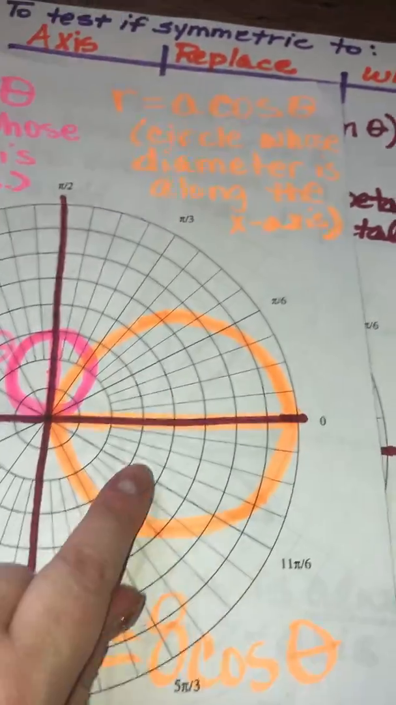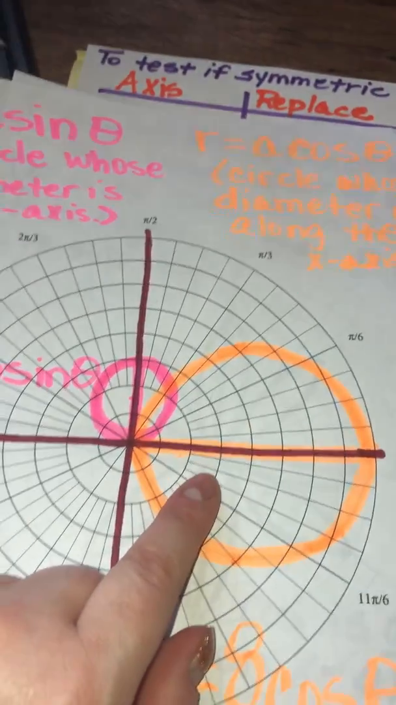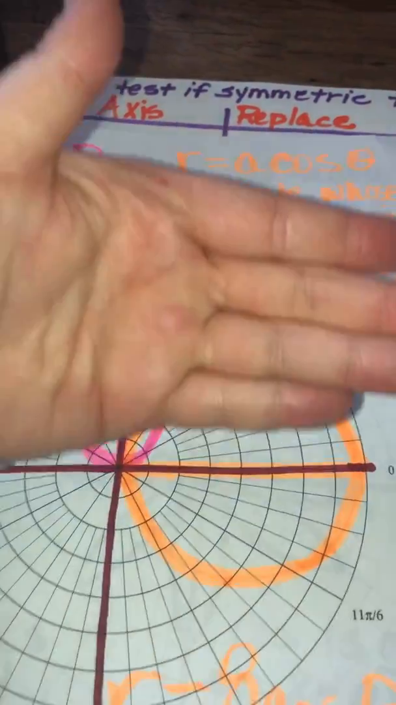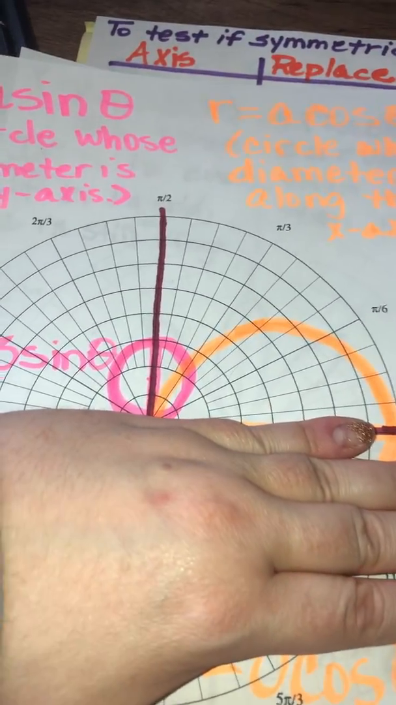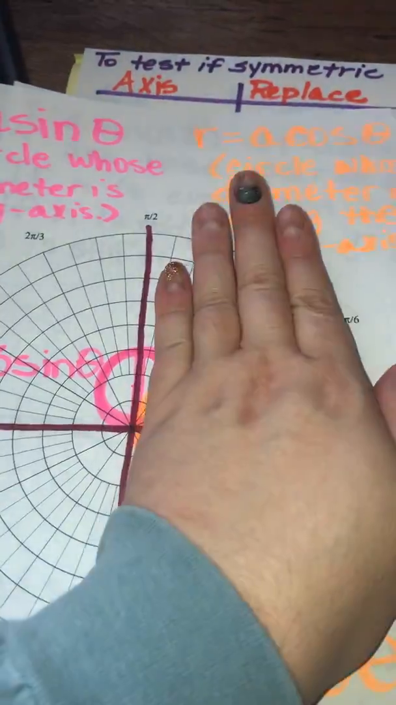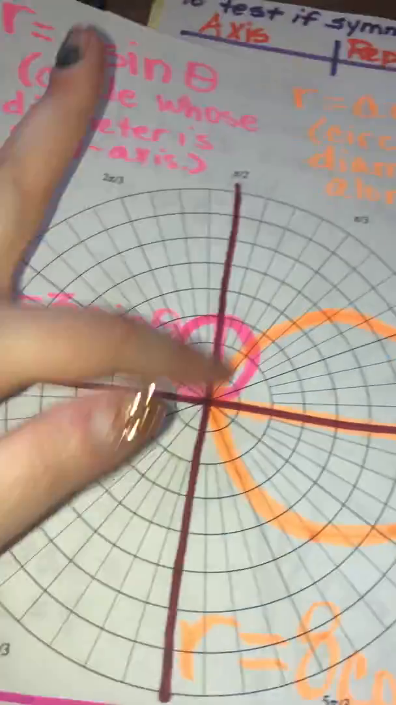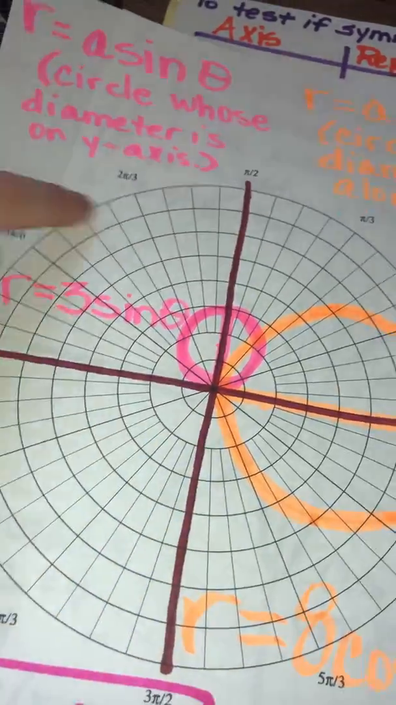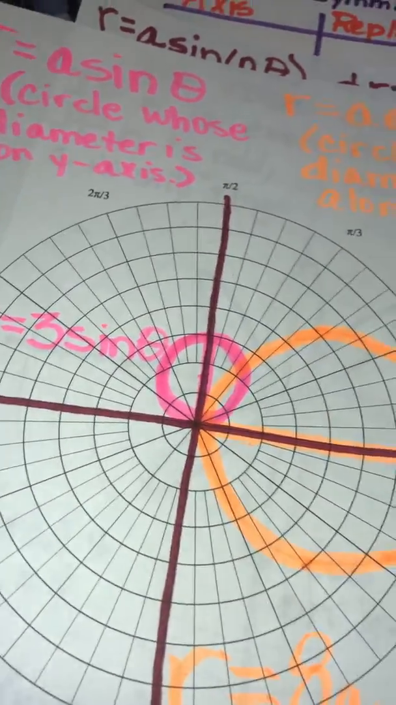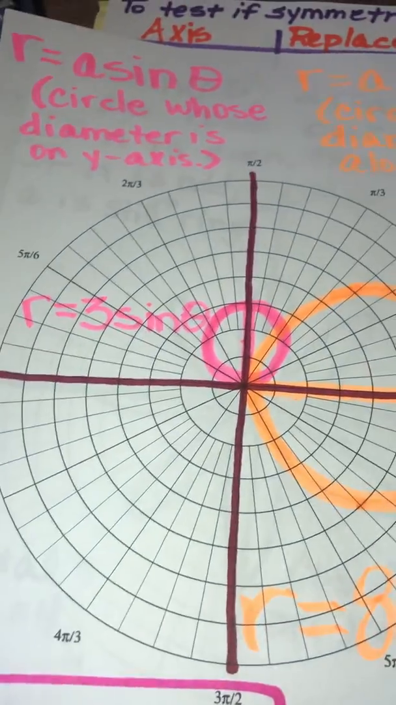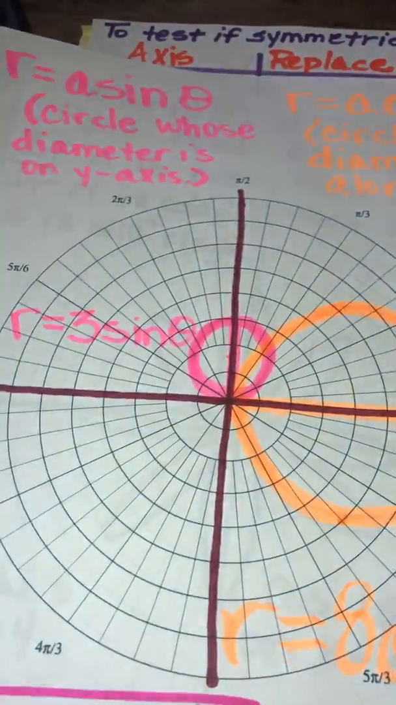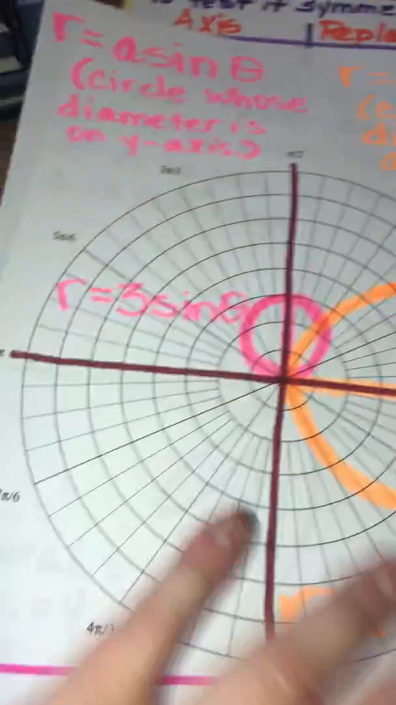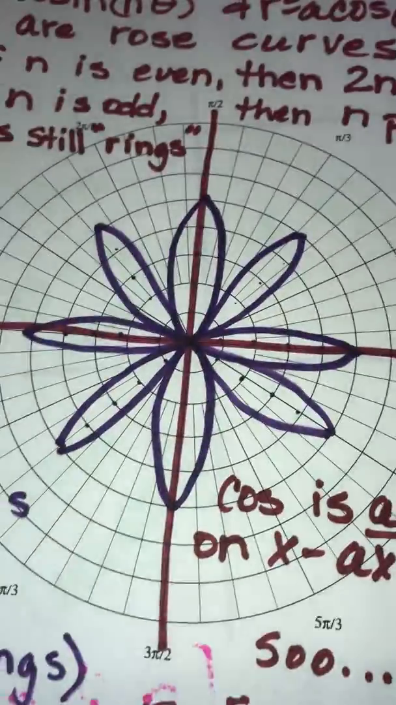Look at this orange circle. What axis is it symmetrical to? Well, I can fold it over the x-axis and it lands on itself. So it's symmetrical to the x. Can I fold this circle over the y-axis and land on another orange circle? No. So it's not symmetric to the y-axis. And neither of these are symmetric to the origin because I can't fold them diagonally and land on the same thing. Okay, so that's how you look at the shapes and know what they're symmetric to.